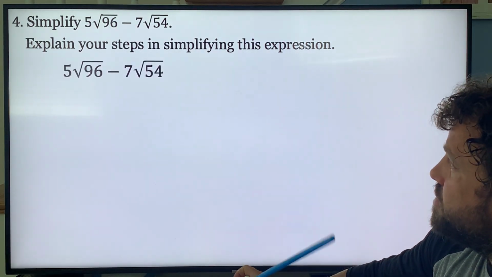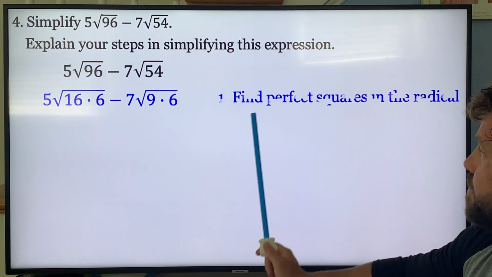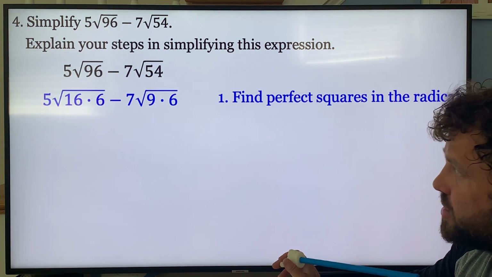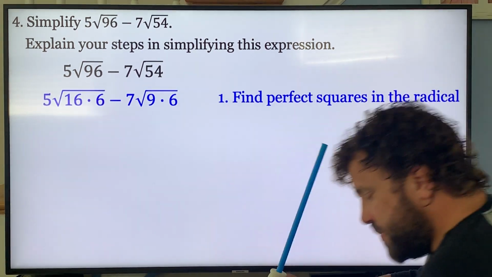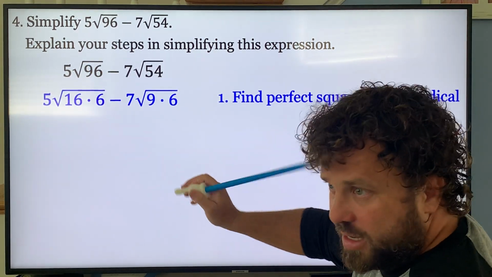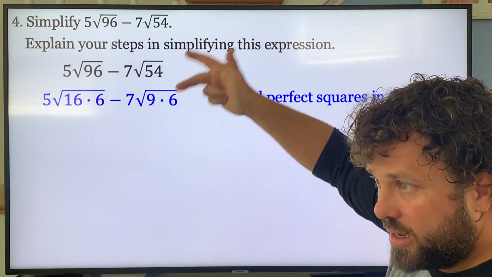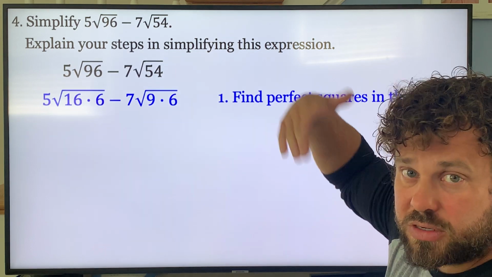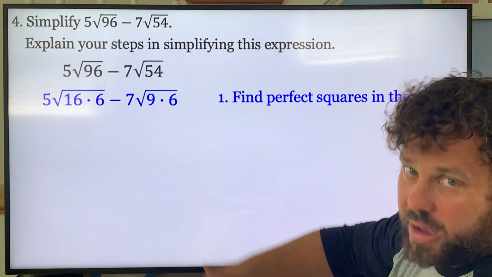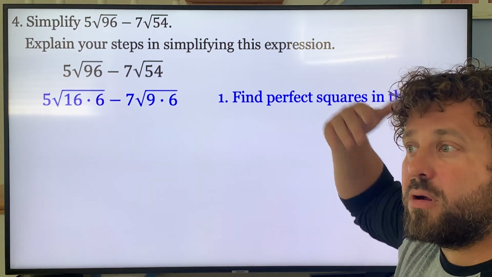So, step 1, we have our two questions. We want to find any perfect squares in the radical. Perfect squares are numbers that you can multiply by themselves, and that you can actually reduce. So, I know there's a 16. Some perfect squares are 1, 4, 9, 16, 25, 36, 49, 64, 81, 100, 121, 144. Get it?